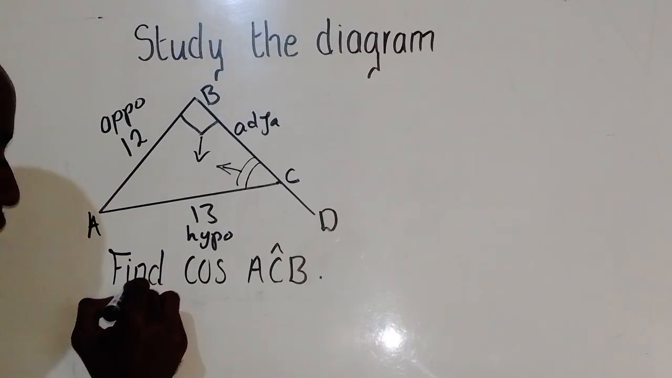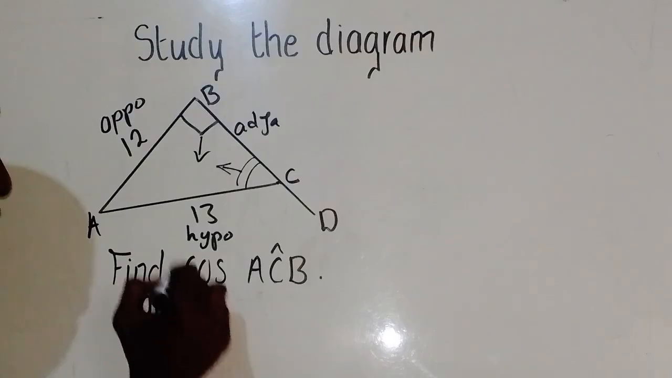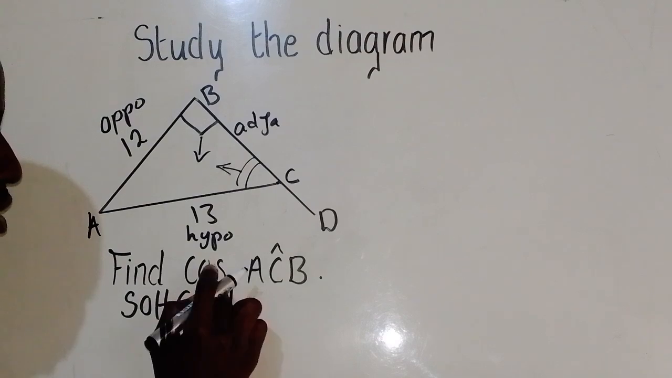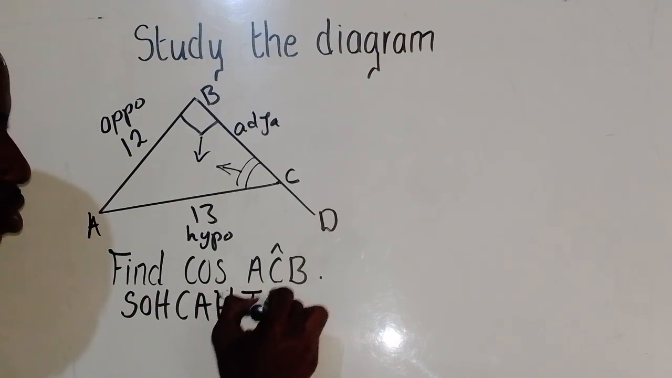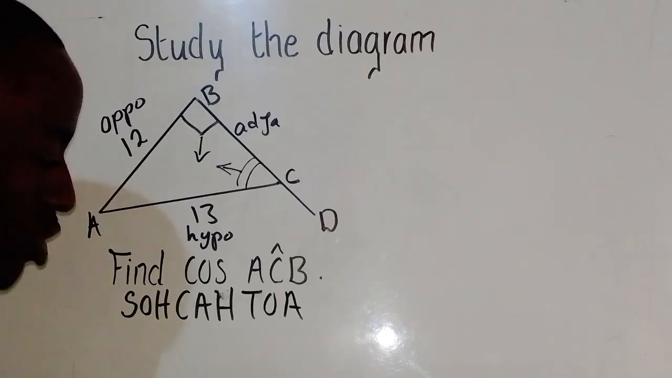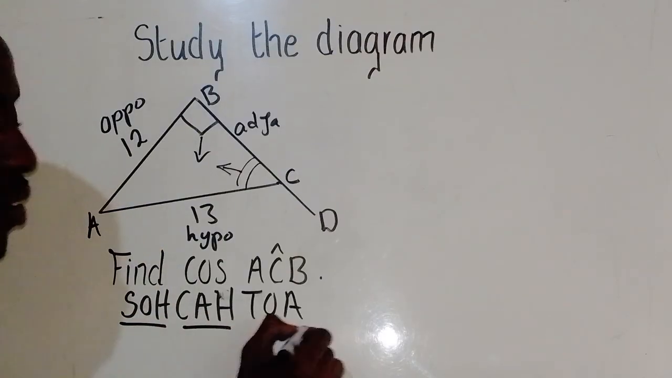Now, for you to answer this question, you need to know what is known as SOHCAHTOA. So this word here, SOHCAHTOA. This is for paper 1, by the way. So each part you see here has its own ratios.